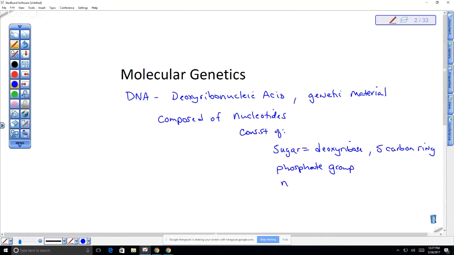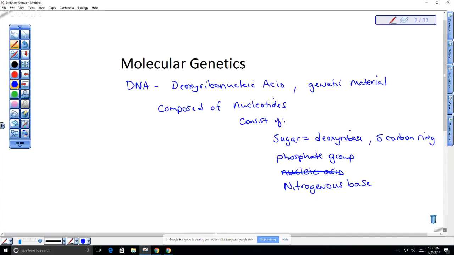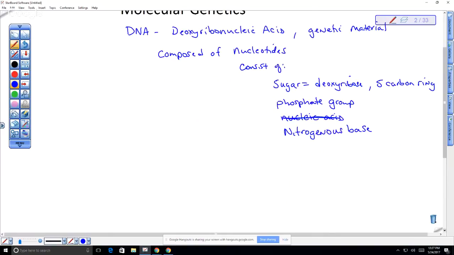and we have a nitrogenous base. This is easier to remember. So the nitrogenous bases in DNA, there are only 4 different kinds. And this one is what actually makes the nucleotides different from one another. All the nucleotides have a deoxyribose and they have a phosphate group. So the nitrogenous base varies.